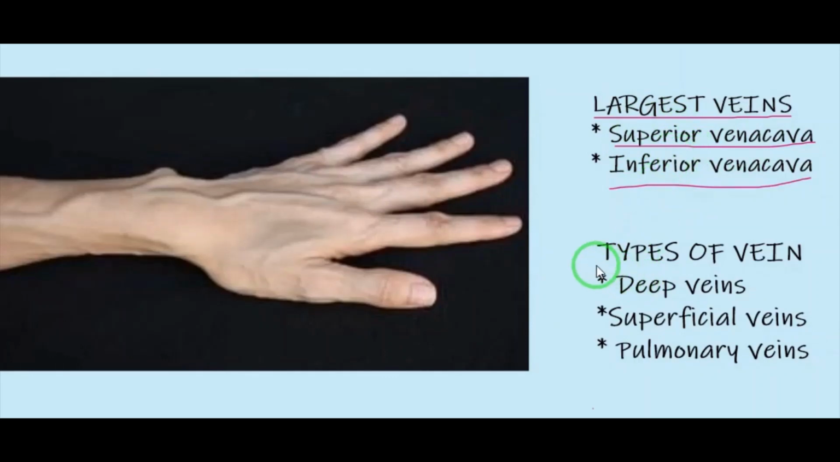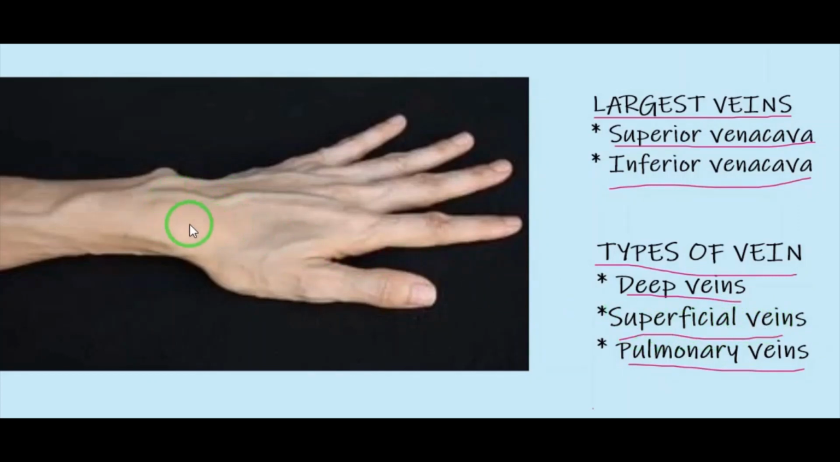The next one is types of veins. Three types of veins are present: deep veins, superficial veins and pulmonary veins. What are the three types of veins? Deep veins, superficial veins and pulmonary veins. Deep veins are located within the muscle tissue, and the superficial veins are closer to the skin surface.